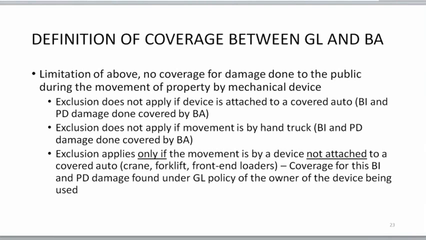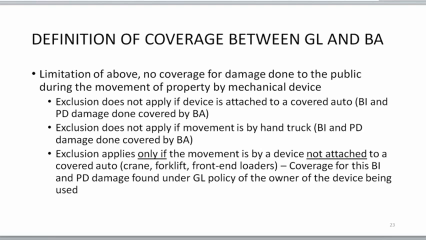So let's look at some examples. Limitations of above: no coverage for damage done to the public during the movement of property by mechanical device. Exclusion does not apply if the device is attached to a covered auto. Bodily injury and property damage are covered by BA. Exclusion does not apply if movement is by a hand truck. Bodily injury and property damage are covered by the business auto policy.